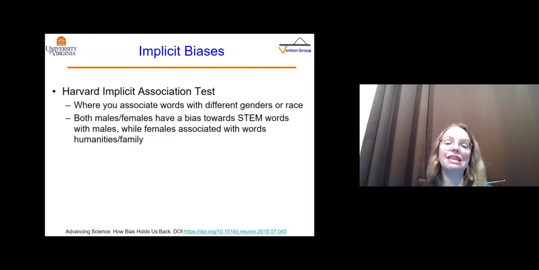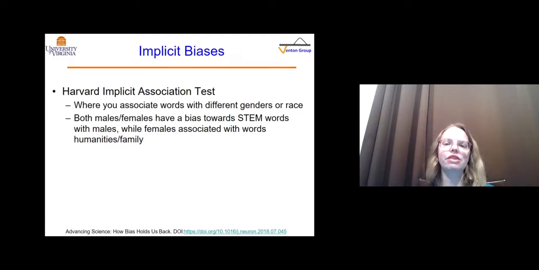It's not that we all mean to be gender biased or mean to be racially biased, but that we just have these implicit biases in ourselves. I don't know if you've ever taken one of these implicit bias tests. There's a bunch of them. This is a Neuron paper that I'm citing at the bottom there. There's a Harvard test, but there are some other ones. And we have to associate words with either different genders or different races.